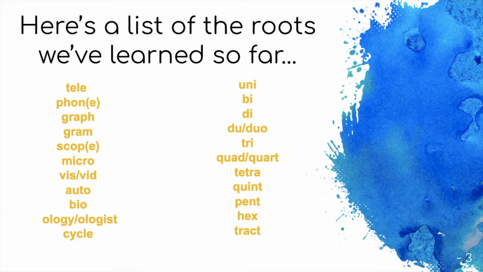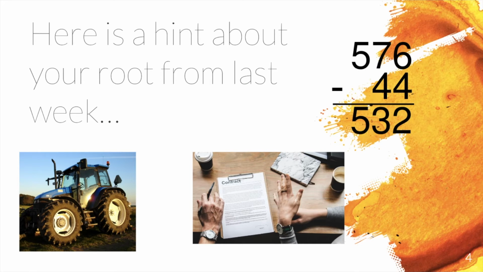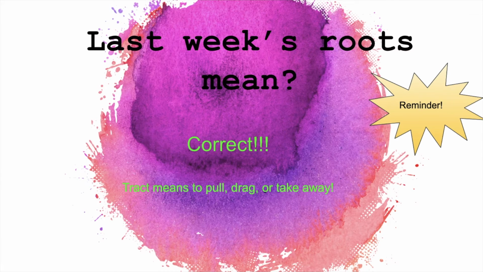So from our last root, which was from last week, you can remember that I gave you a picture of a tractor, a contract, and a subtraction problem. And we learned that the one thing all of those words had in common was tract, which means to pull, drag away, push, or take away. All of those kind of apply and mean the same thing.